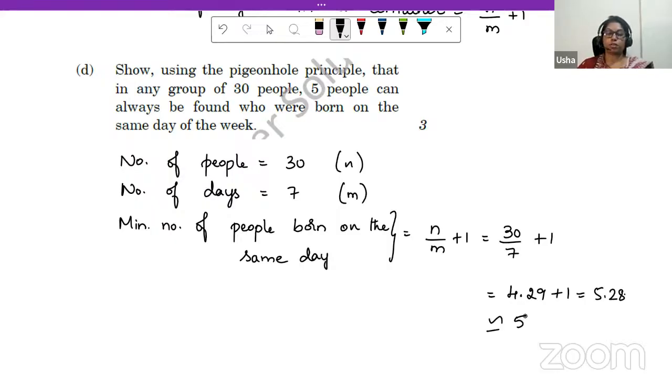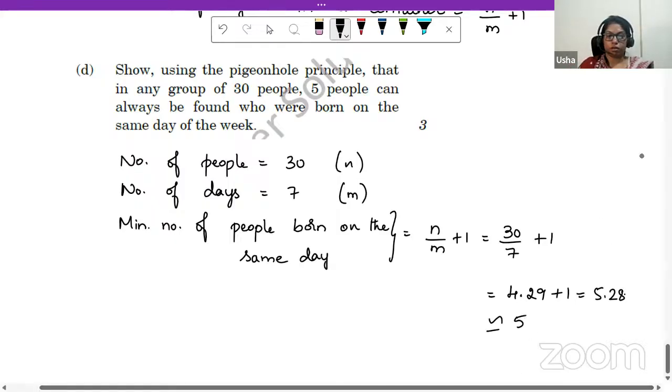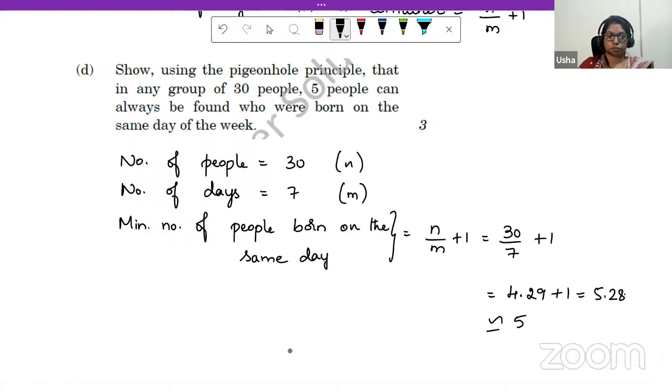Understood? Is approximately equal to 5. So that is the number of people, the minimum number of people born on the same day. Hope it is clear. This is pigeonhole principle.